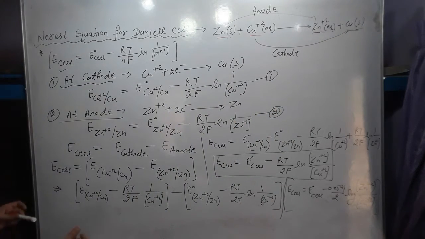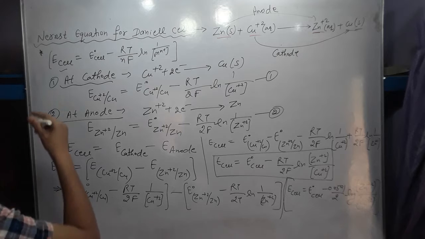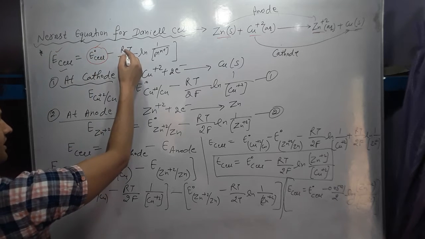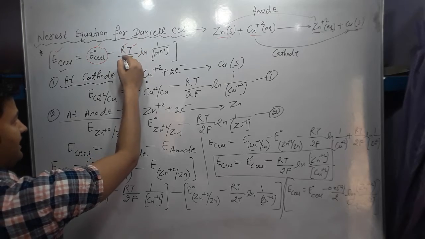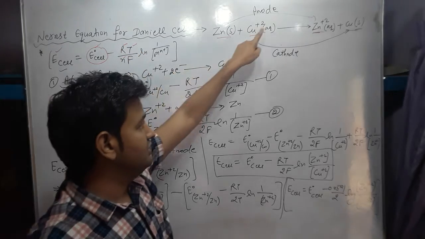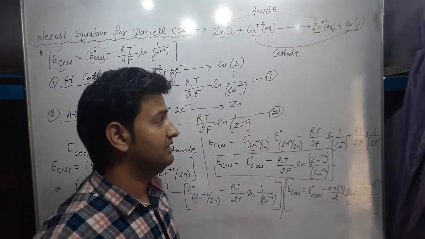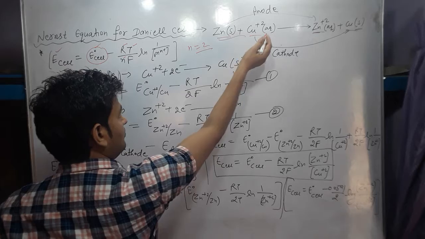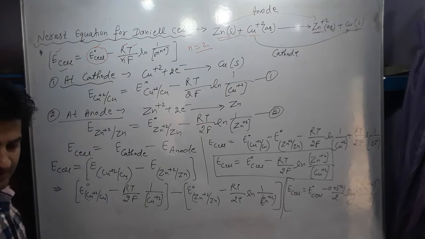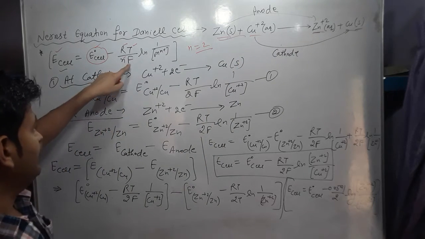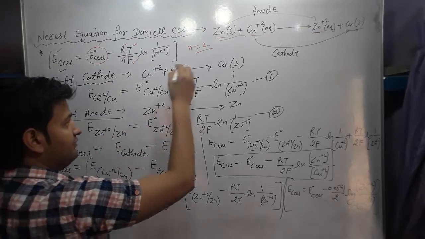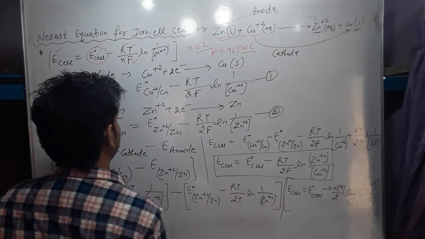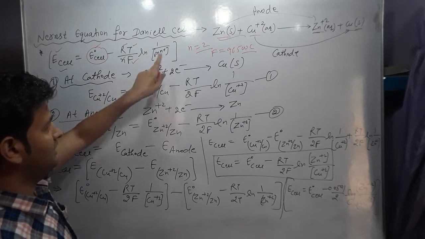So according to the Nernst equation, the EMF of the cell can be written as E naught of the cell. E naught means standard EMF, RT, where R is the gas constant, T is temperature, and n is the number of electrons involved in the chemical reaction. In the Daniell cell, the number of electrons n is equal to 2 because 2 electrons are transferred. Now F is the Faraday constant, and the value of F is 96500 coulomb. Natural logarithm of ions.